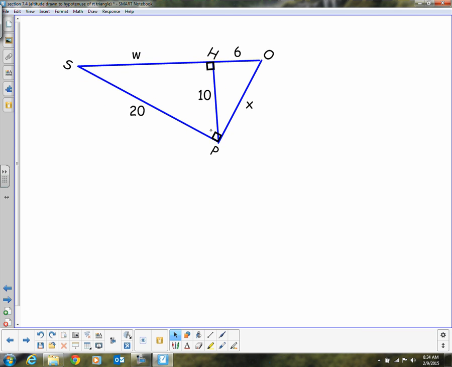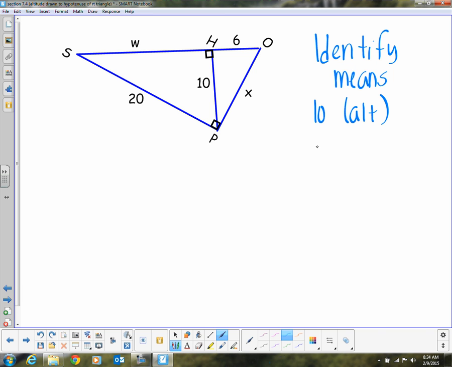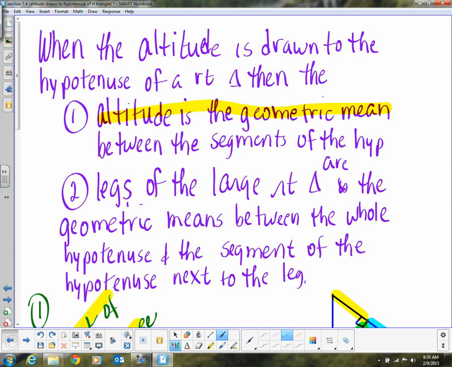Okay, here we go. So the first thing you're going to do is identify the means. 10 is a mean because it is an altitude. What's another mean? Here we go. Altitude is the geometric mean. What's the other one? Legs of the large right triangle are the geometric means.